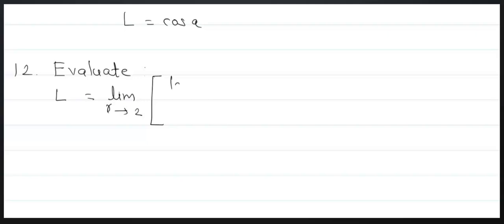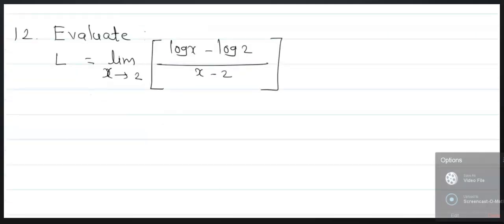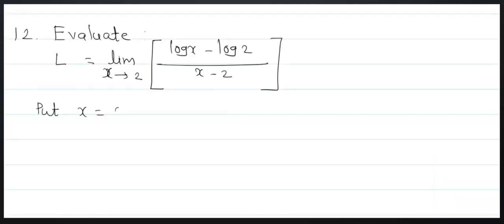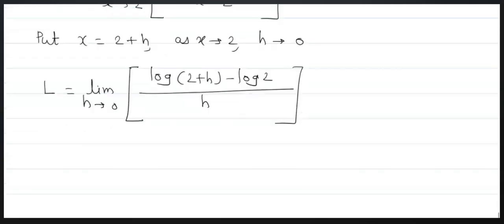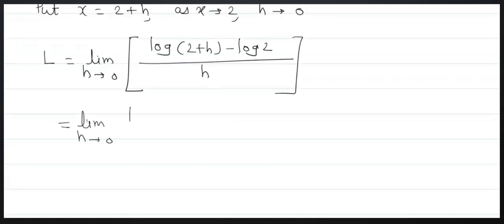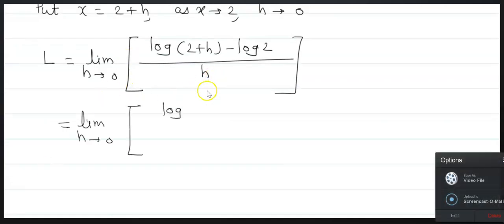L is equal to limit x tends to 2, log of x minus log of 2 upon x minus 2. Again here we will substitute x equals 2 plus h. As x tends to 2, h tends to 0. Limit h tends to 0, log of 2 plus h minus log of 2 upon h. Now here is a subtraction of two logs, log of m minus log of n, and it can be written as log of m upon n, that is, 2 plus h upon 2.